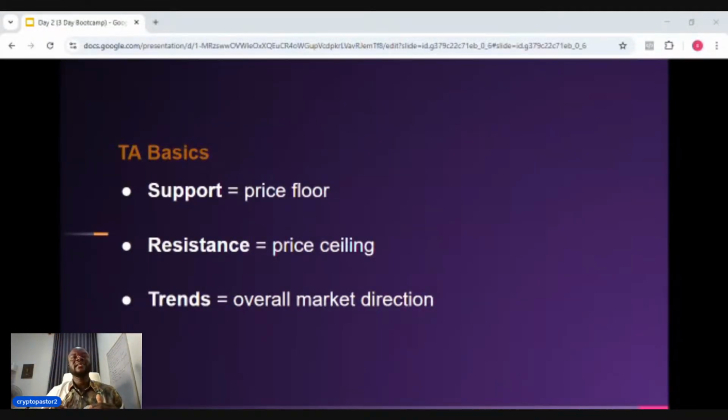Support is literally like when you are in a trade, and trading is about repetition, and the market is going down. And there was a time before the current level the market is at. Let's say there's a support at number 10. Let me use this as an example. This is a support at number 10.